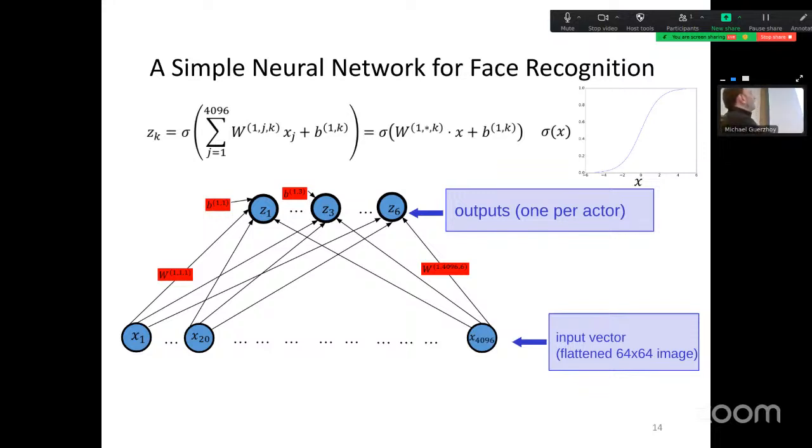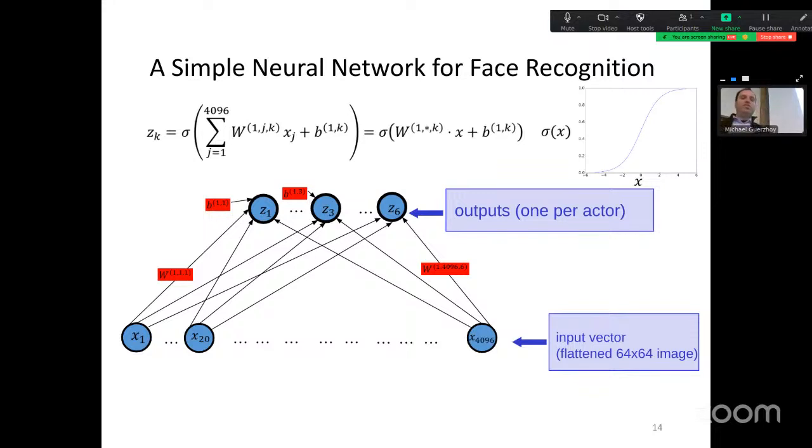So this is a graph, right? A weighted graph, in fact, and this graph represents the simplest possible neural network. So here's how it works. The nodes at the bottom represent the 64 by 64 image. So 64 squared is 4096. So you have 4096 nodes in there.